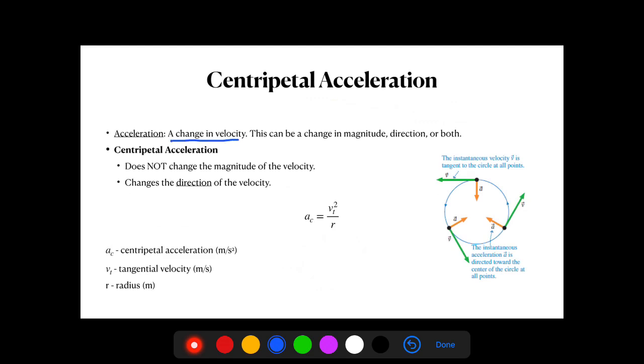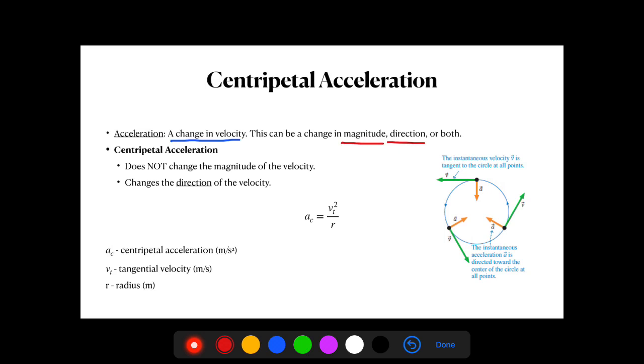Acceleration at its core is a change in velocity. Now, remember, velocity is a vector, and vectors have both magnitude and direction, okay? So a change of velocity could be a change in its magnitude, so a change in the number, a change in the direction that it's going, or a change in both of those things, all right? We have primarily worked with simply a change in magnitude. So that could be you slowing your car down as it gets to a stop sign, all right?